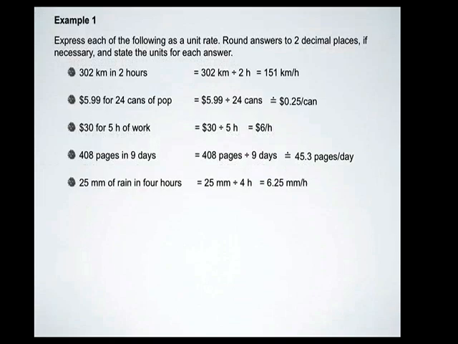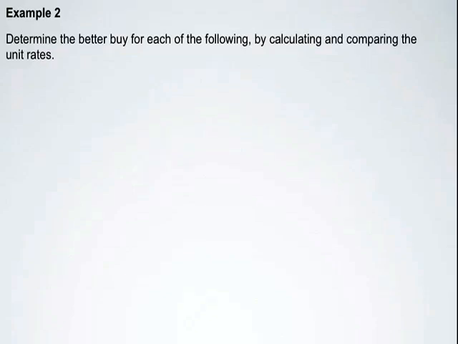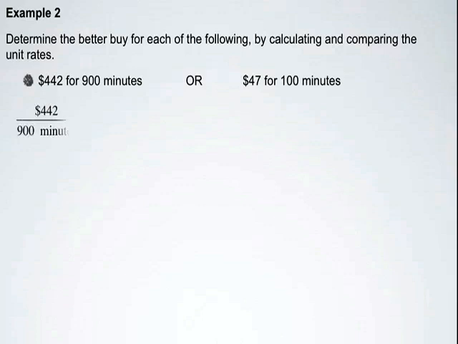The next example, example 2. Determine the better buy for each of the following by calculating and comparing the unit rates. So $442 buys 900 minutes, or $47 buys 100 minutes. Which is the better buy? Which one is cheapest over the long run? So what we're going to do is compare both of them by taking them to their unit rates.